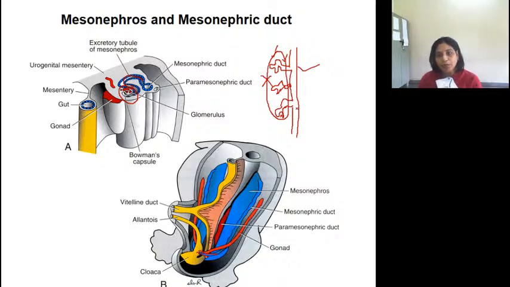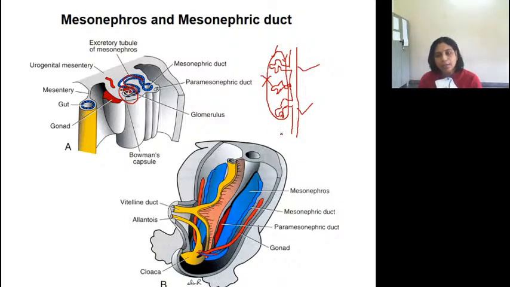Also this mesonephros is important in the development of the mesonephric duct. This mesonephric duct, or the Wolffian duct, is going to differentiate into the male reproductive system structures in case of the males. But in case of the females, this mesonephric duct will disappear. So we don't see much remnants of the mesonephric duct in case of the females.